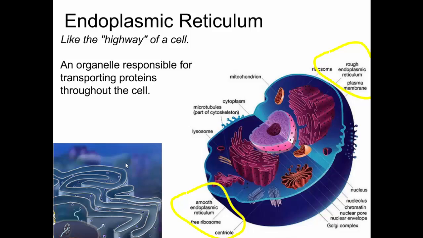We're also going to look at the endoplasmic reticulum. There are two types: smooth endoplasmic reticulum and rough endoplasmic reticulum. You can think of the endoplasmic reticulum like the highway of the cell. And here it is, and we also abbreviate it ER. This organelle is responsible for transporting proteins throughout the cell. So it's like the highway. It's where the proteins travel from one part of the cell to another part. So all of this is endoplasmic reticulum.